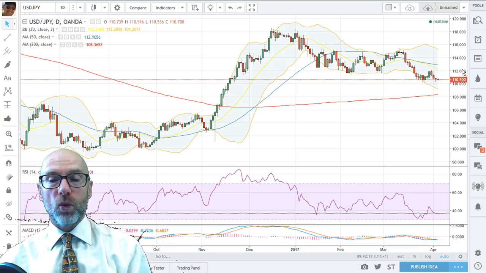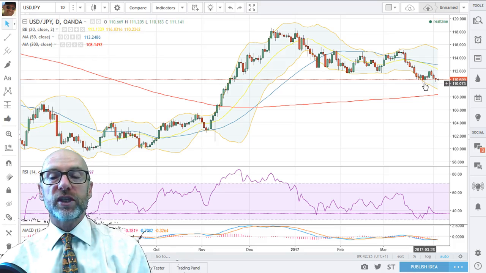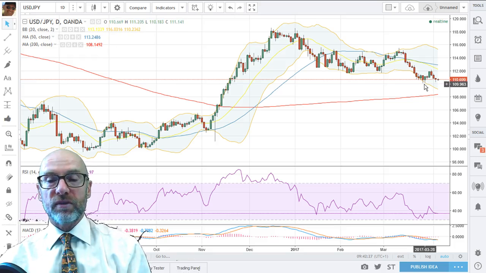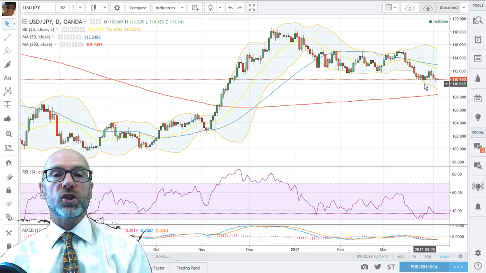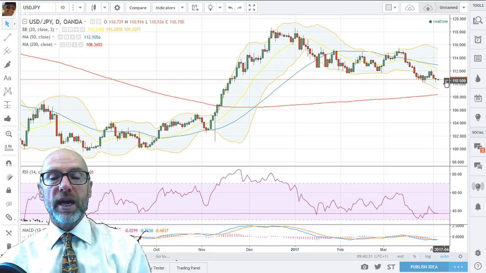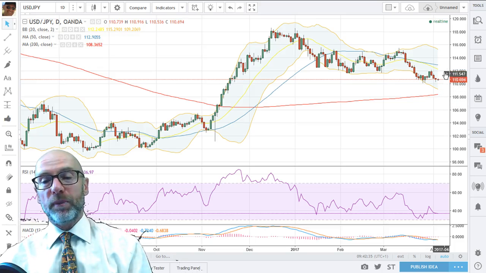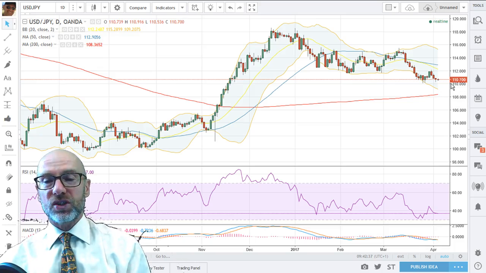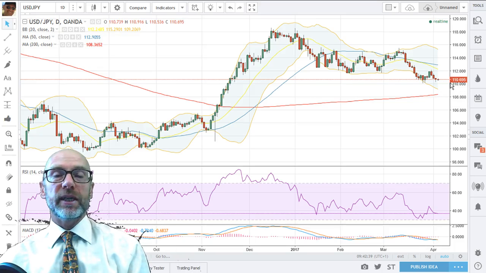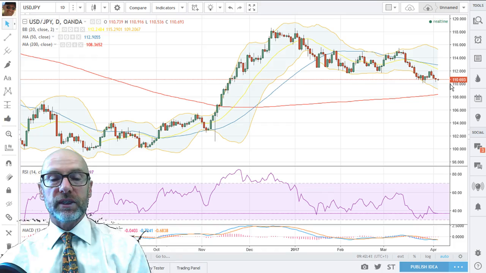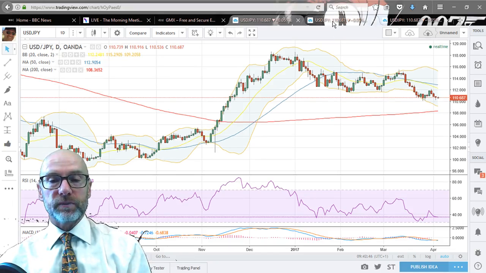Where are we for support? Well, there's support from yesterday's low and the lows from the 27th and 28th of March, which are 110.1, somewhere around there. Below there you will be looking at that 200-day moving average. The picture, it looks slightly, well, it still looks negative for the dollar on this technical analysis. Let's look at the longer term picture.